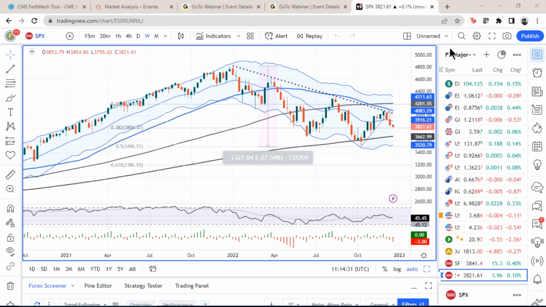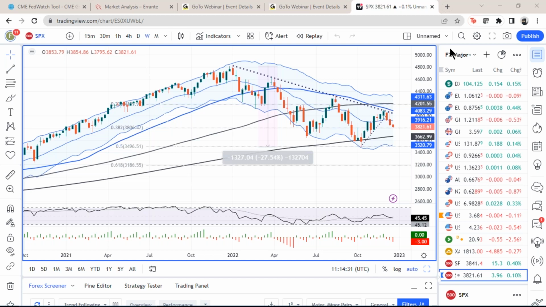If we do break below that, then you've got this 200-week moving average at 3,662, you can see there. And then the halfway point of the rally from the pandemic lows is just below 3,500. So some big figures, if you like, some rounded numbers, 3,800 and then 3,500 being key levels, and in the middle of that is the 200-week moving average, as we said, at 3,662.